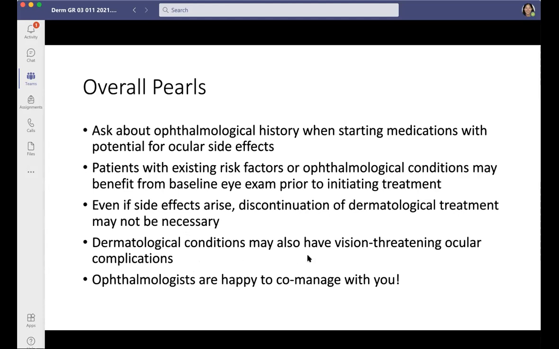Certainly for things with retinal or optic nerve sequelae, there'll be greater consideration for discontinuing the medication. But as Dr. Spencer had mentioned, several of these conditions can have vision-threatening ocular complications, some of which can be very common. So we're happy to co-manage with you and see anyone that you send our way, and happy to take care of these patients alongside you.